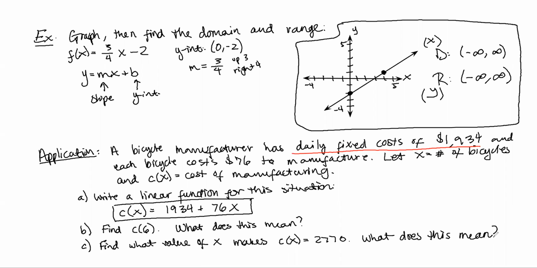So again, for the meaning, once you've solved it, you'll have an X value and a Y value. Think about what X represents, what the Y value or C of X represents. That'll help you with the meaning. To actually solve this one, they're telling us that C of X is equal to 2,770. So the cost is 2,770, and we get the cost by doing 1934 plus 76x. We want to know what value of x makes the cost equal 2,770.